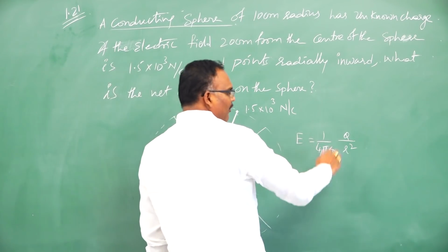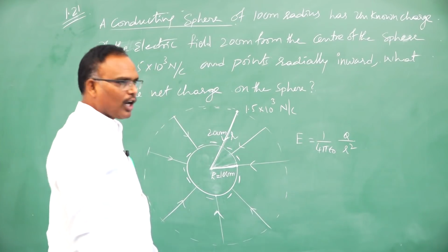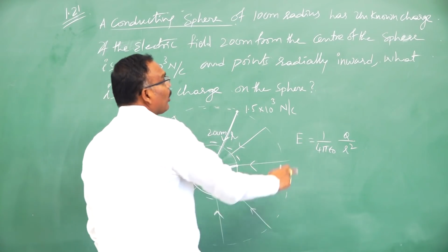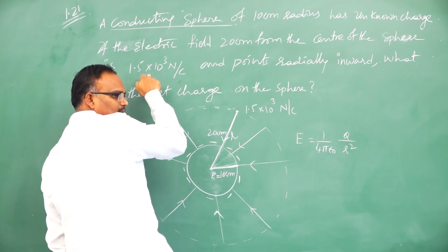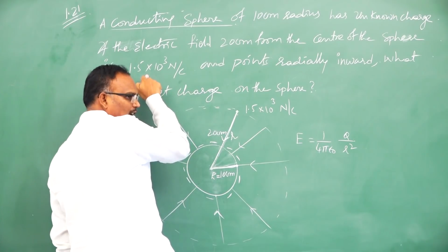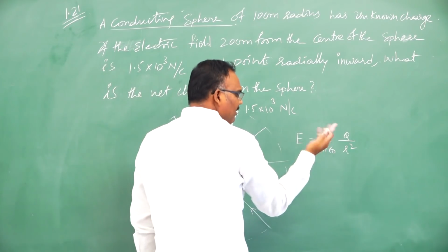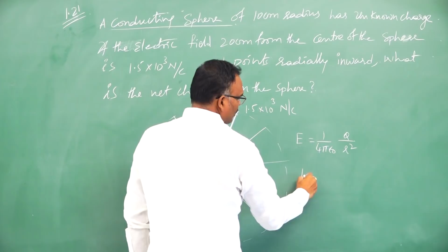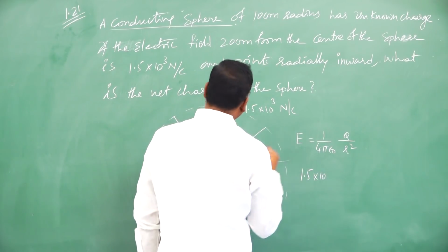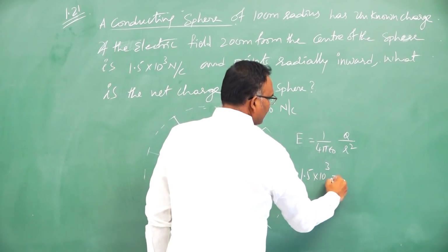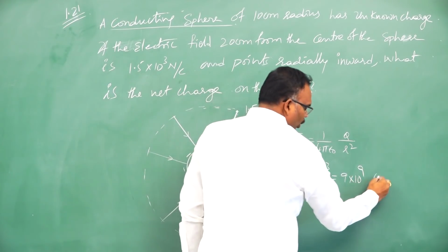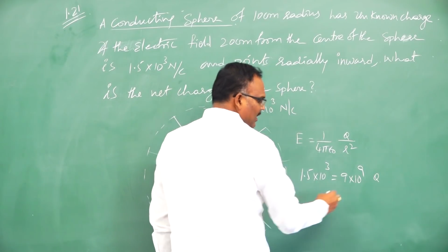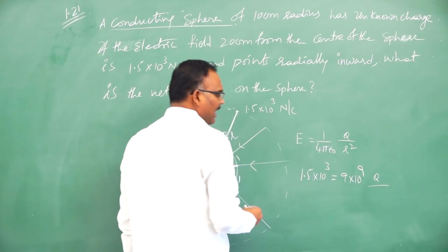Outside the sphere we have the formula E is equal to 1 by 4 pi epsilon naught q by r square. I know the electric field is radially inwards due to negative charge. But it is a vector, so no need to take the sign. So that's why 1.5 into 10 to the power of 3 is equal to 9 into 10 to the power of 9, and I want to calculate the charge on the surface of the sphere divided by distance.